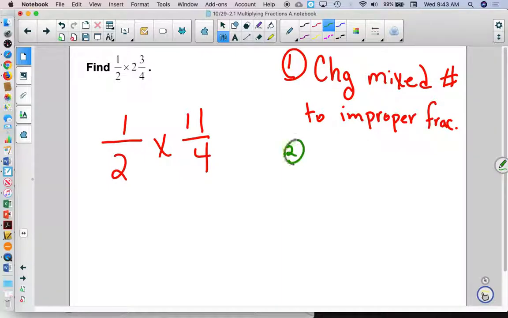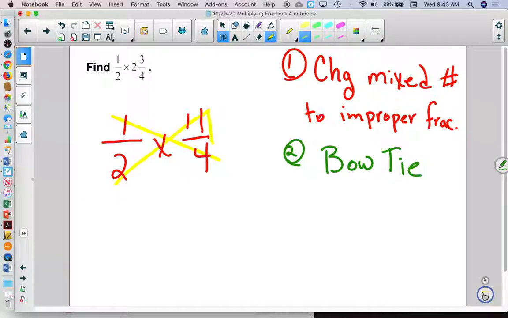Step 2. I'm going to look for bow tie. Do I have a bow tie? No, I don't, because if I look from here to here, nope. From here to here, nope. Down, no. Down, no bow tie. In this one here, I can't do it, all right? I verified it, so then, step 3.